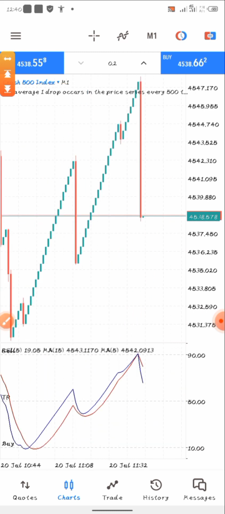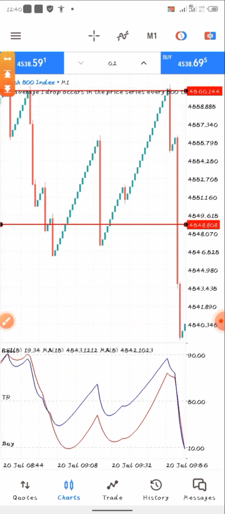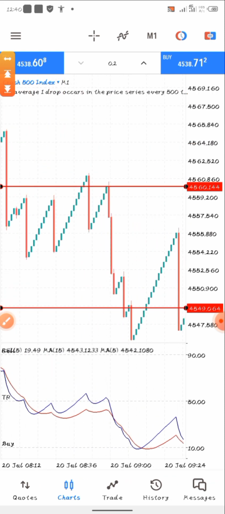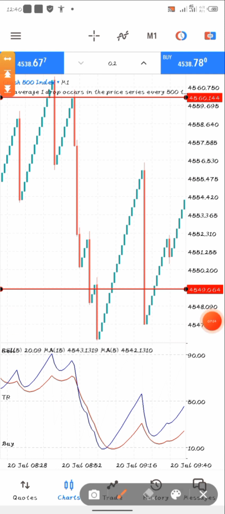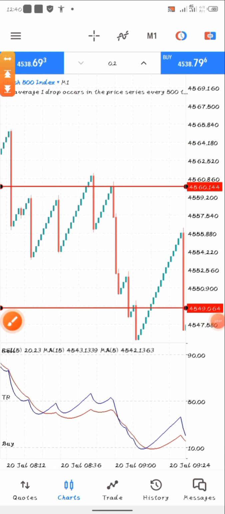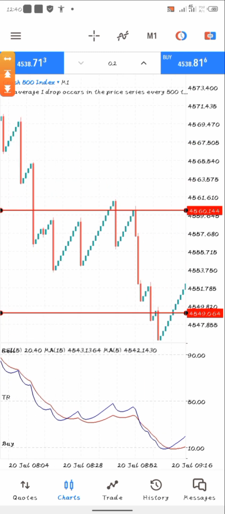Now, guys, how do you make use of the strategy? Let's say you want to catch your spike with this strategy. This is what we are going to do. The first thing you are going to do is wait for the market to first trend to these zones.